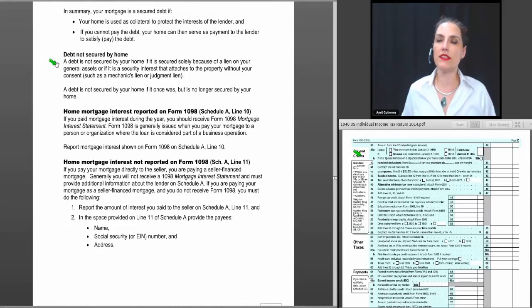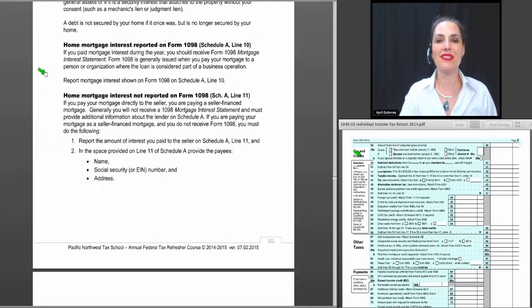Well, debt is not secured by your home if it is secured solely because of a lien on your general assets, or if it is a security interest that attaches to the property without your consent, such as a mechanic's lien or a judgment lien. A debt is not secured by your home if it once was, but is no longer secured by your home.